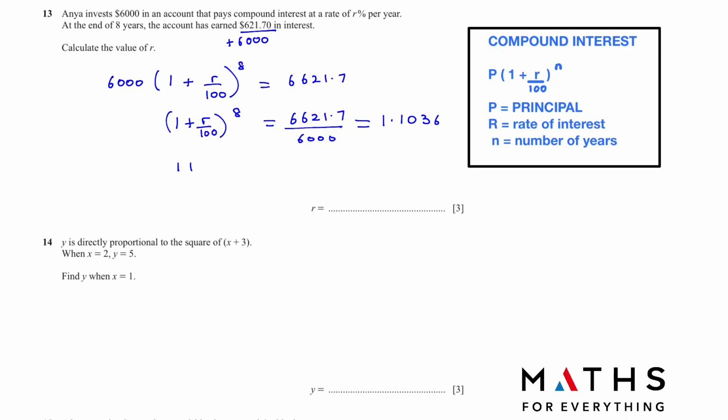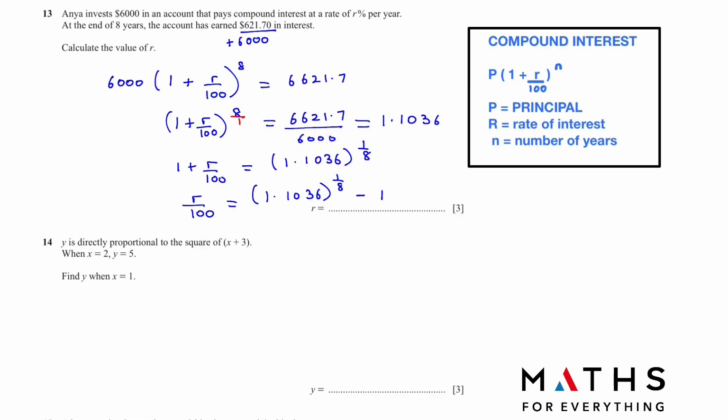Then we have to shift the power to the other side. When you do that, we write the reciprocal power. So the power is 8. It means it is 8 over 1. We are going to write 1.1036 to the power of 1 over 8. Better not put in the calculator now. We can do that later. And then we have R over 100 is equal to 1.1036 to the power of 1 over 8 minus 1. This plus 1, I shifted, it became negative 1.